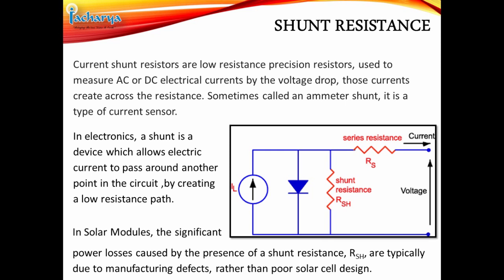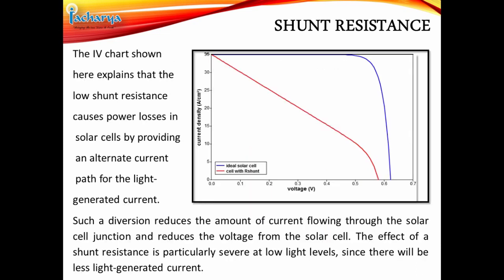In solar modules, the significant power losses caused by the presence of a shunt resistance RSH are typically due to manufacturing defects rather than poor solar cell design. The IV chart shown here explains that the low shunt resistance causes power losses in solar cells by providing an alternate current path for the light generated current.